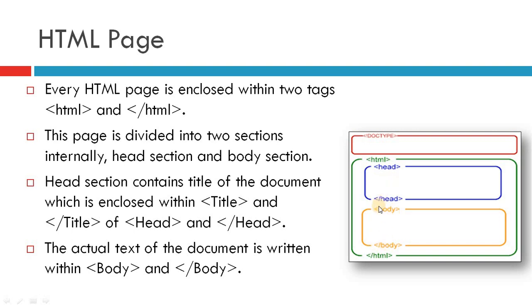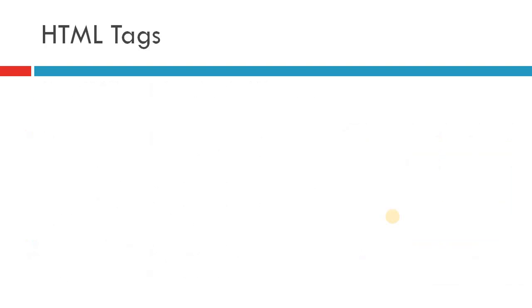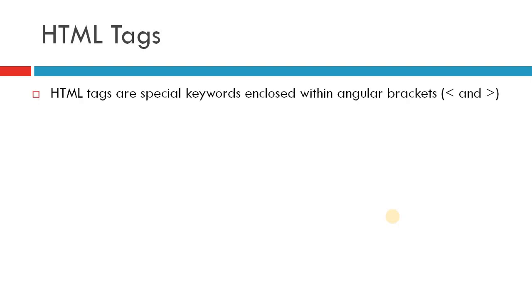In HTML, tags are written within angular brackets. Whenever some words are written in angular brackets, we say they are tags. Now, here we have what are HTML tags. HTML tags are special keywords enclosed within angular brackets.